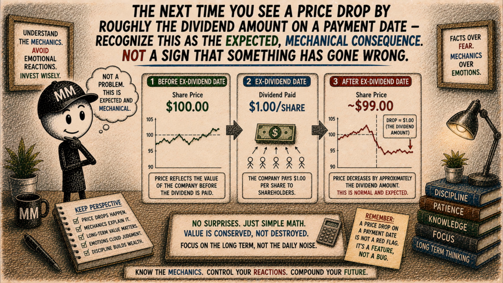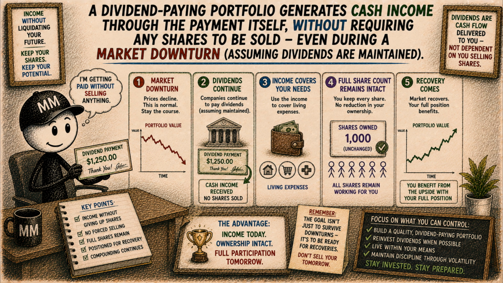The first genuine, distinct value of dividend investing, separate from the reinvestment mechanism covered in Segment 3, is the ability to generate spendable income without having to sell any of your underlying shares. Why this distinction matters so much, particularly in retirement or any income-dependent phase of life.